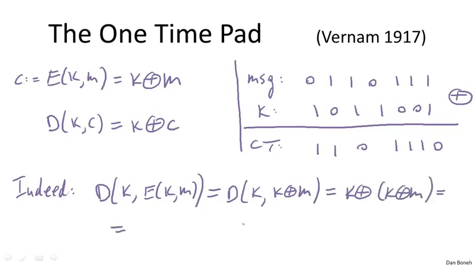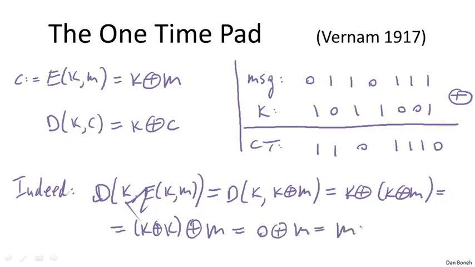Since XOR is addition modulo 2, and addition is associative, this is the same as (K XOR K) XOR M. K XOR K is just 0, and 0 XOR anything is simply M. Okay, so this actually shows that the one-time pad is in fact a cipher, but it doesn't say anything about the security of the cipher. We'll talk about security of the cipher in just a minute.